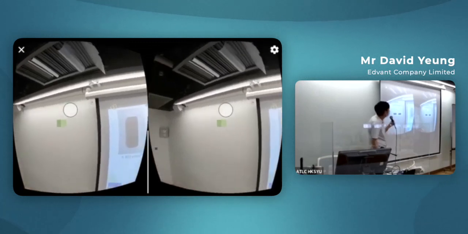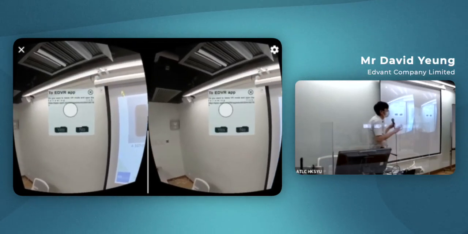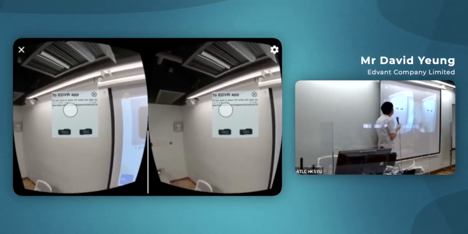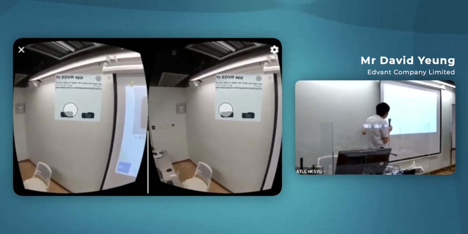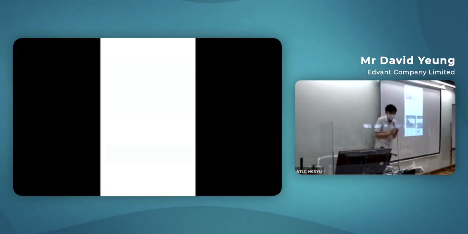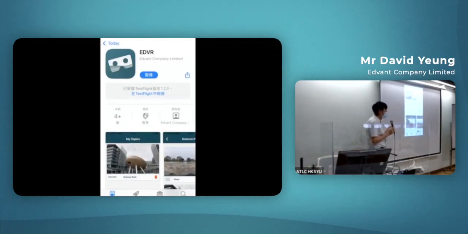And we can also see how the link works. So this is a link to the EDVR app, to the App Store link. It will ask you whether you want to leave our app because we have to open another app. So let's choose yes. And then it will bring us to the App Store, just like that.